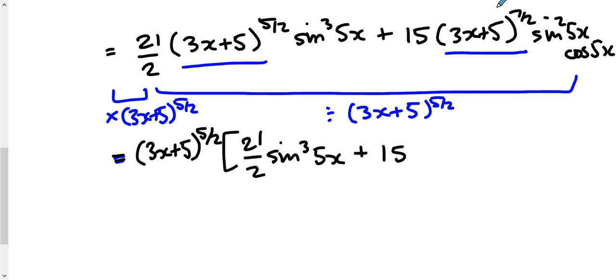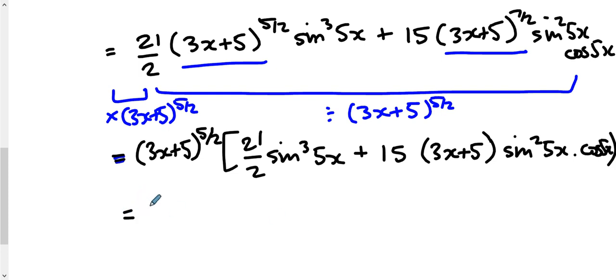Here I'm going to divide (3x plus 5) to the 7 over 2 by (3x plus 5) to the 5 over 2. So that's going to give me (3x plus 5) to the 7 over 2 minus 5 over 2. Now that works out as 1: 7 over 2 minus 5 over 2 is 2 over 2, which is 1. So I'm just going to erase that, and I could write 1 there, but I'm not going to, because by default, when you have a power of 1, you don't write the power. And then we've got sine squared 5x times cos 5x.